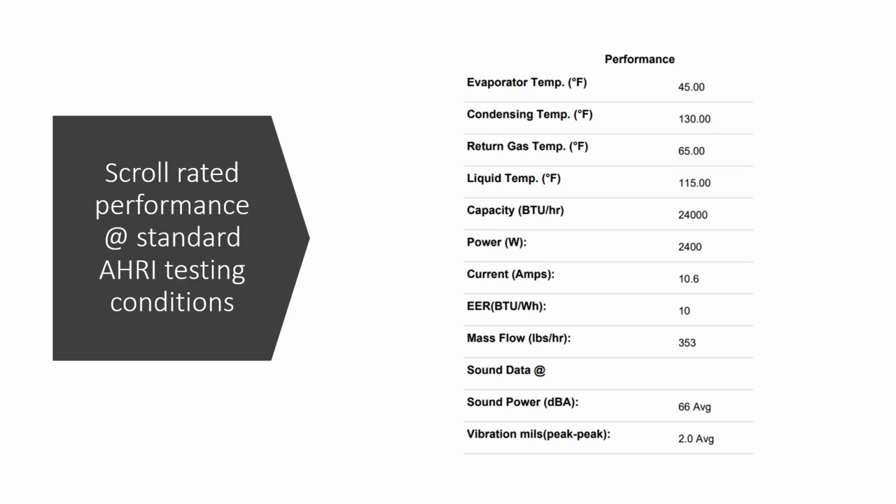For our example today, I am using a scroll compressor that is rated for 24,000 BTUs per hour. What I want to point out is that this is at AHRI testing standards, not conditions in the real-world application. So this compressor is capable of 24,000 BTUs per hour when the evaporator temperatures are exactly 45 degrees and the condenser temperatures are exactly 130 degrees.